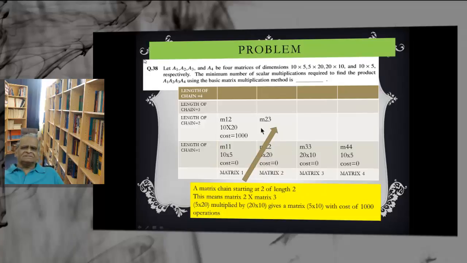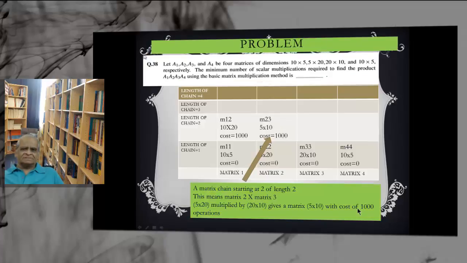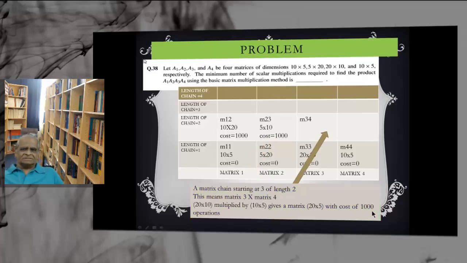A matrix chain starting at 2, ending at 3, of length 2. The matrix 2 into matrix 3. That's going to be 5 into 20 multiplied by 20 into 10. That will be a cost of 1000 operations. In other words, we end up with a matrix 5 into 10 and a cost of 1000 operations. The matrix chain starting at 2 of length 2 is 2, 3, and this is going to cost 1000 operations.